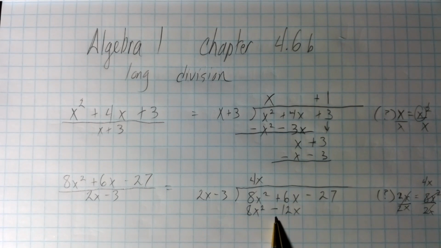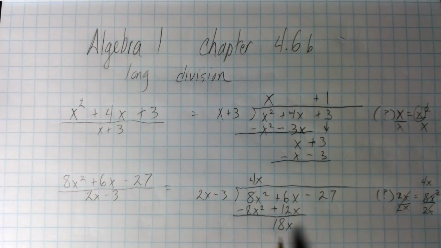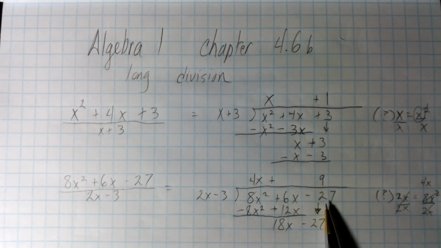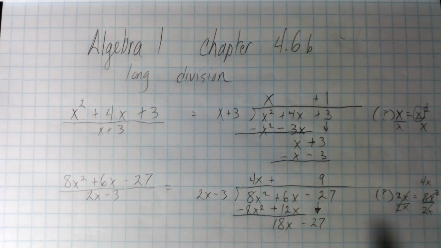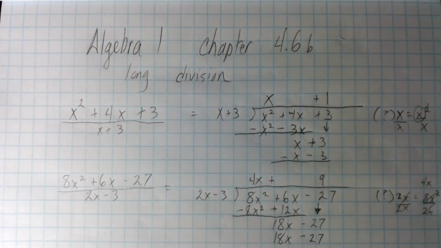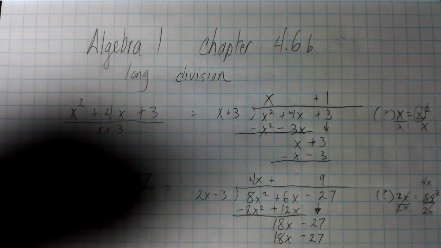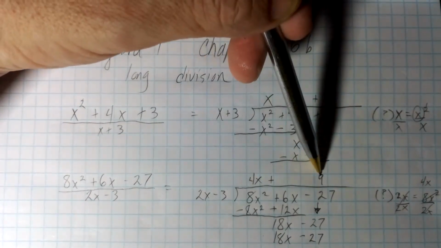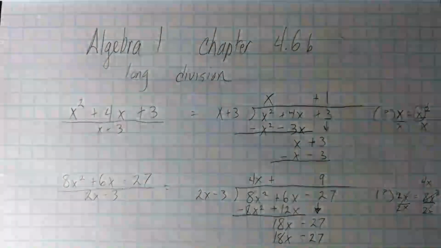Careful with my sign, that's negative, so instead of minusing, I'm going to add this. My 8x squared, I'm going to minus. So I get an 18x. Bring down my 27. Okay, so now my 2x has to become an 18x. I believe a 9 is going to work. Now when I write my 9, I make sure to write my 9 above the term without the x. So 9 times 2x, and 9 times negative 3 will give me negative 27. When I minus this and add this, I'm going to get a 0. So my final answer will be 4x plus 9. That will be my final answer.